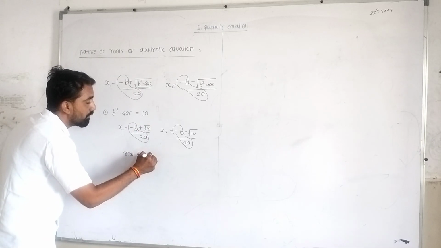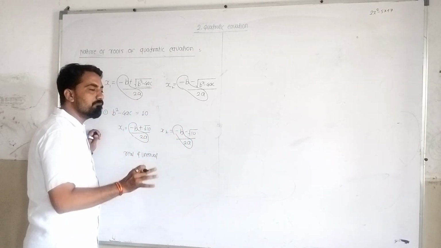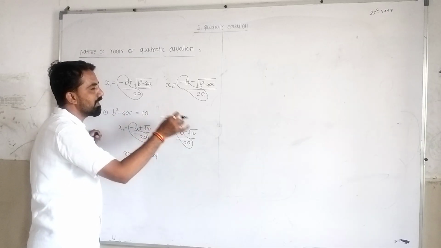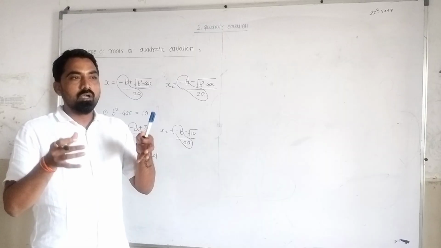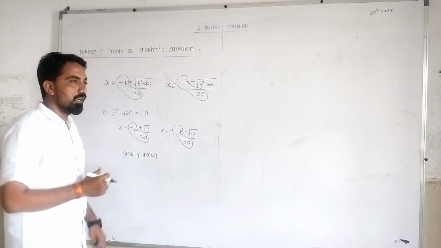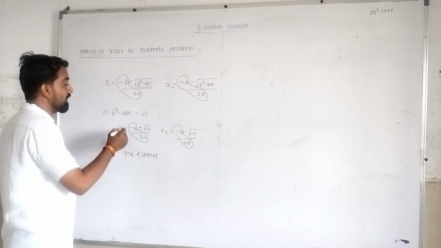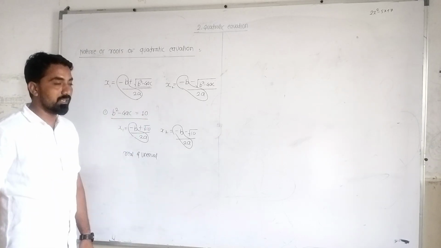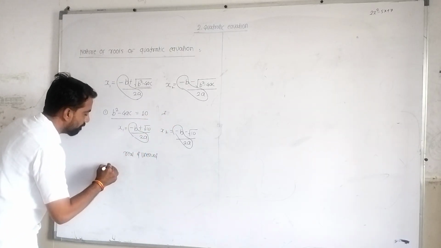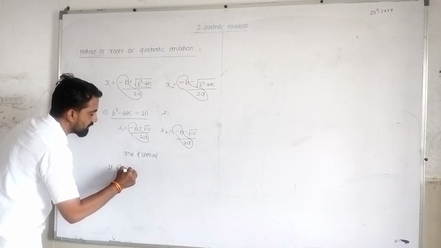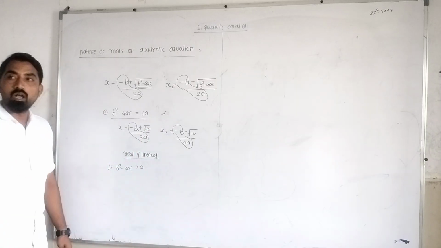Why unequal? Because we are adding the root here and we are subtracting the root here. So from the same value, we are going to add the root and subtract the root. When we add or subtract the same value from the same number, the answers are different. So that's why the roots of the quadratic equation are real and unequal. That means if the value of b square minus 4ac is greater than 0, in that situation the roots are real and unequal.